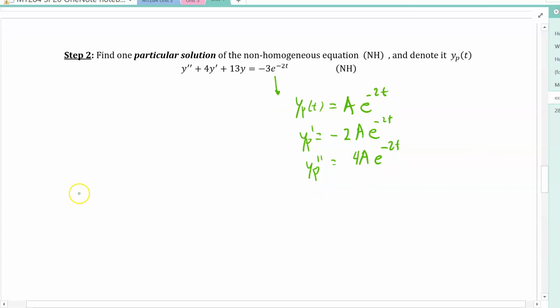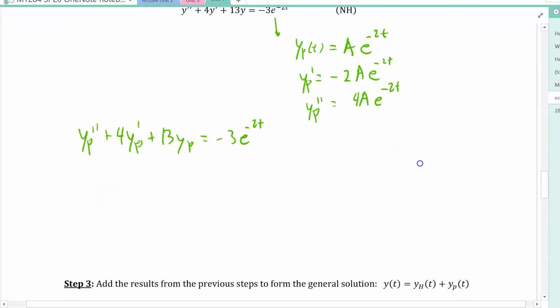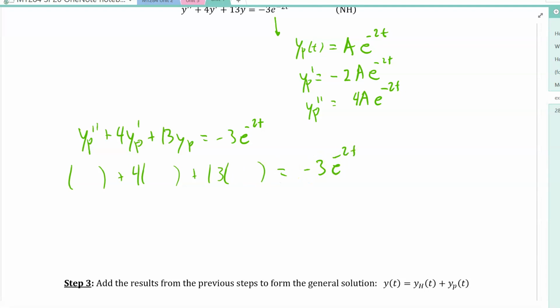Alright, so what I like to do is rewrite the differential equation by replacing y by y sub p. Again, we're plugging in, we're checking, is it possible that the option we wrote down for y sub p for the particular solution will work. And now what we're going to do is just substitute in what we found for the second derivative, the first derivative, the original formula. And let's do that now.